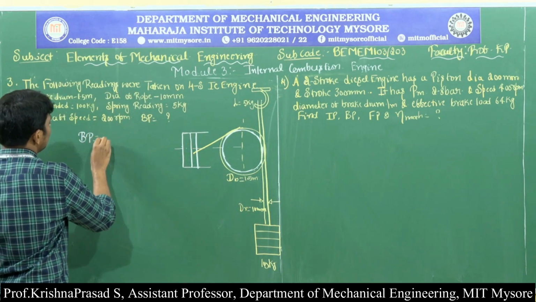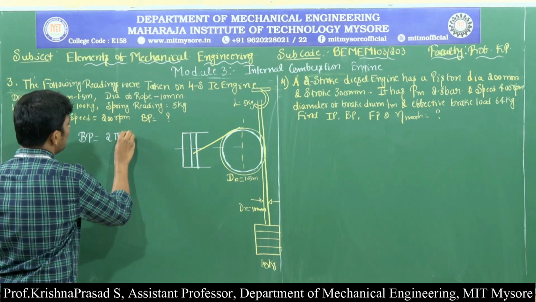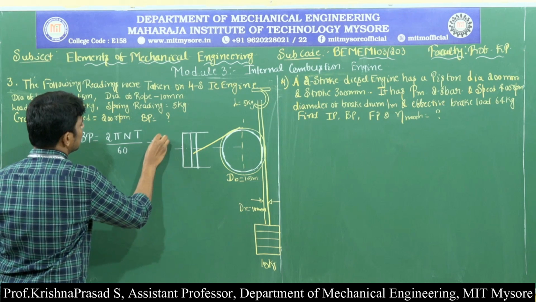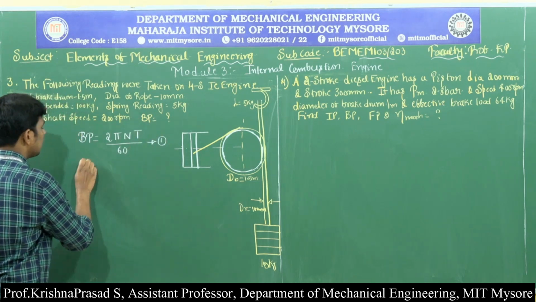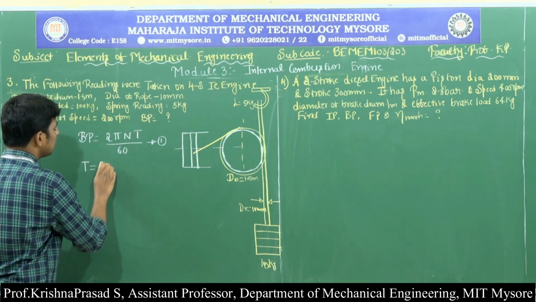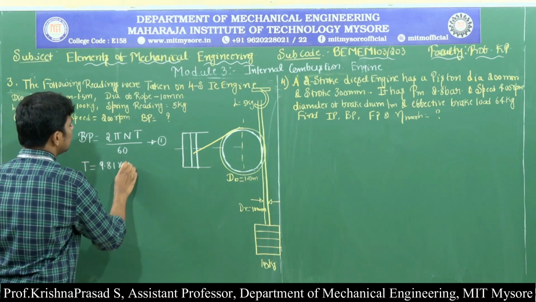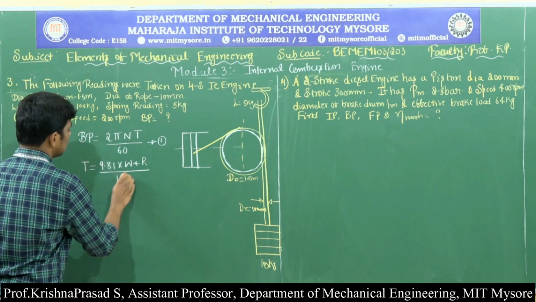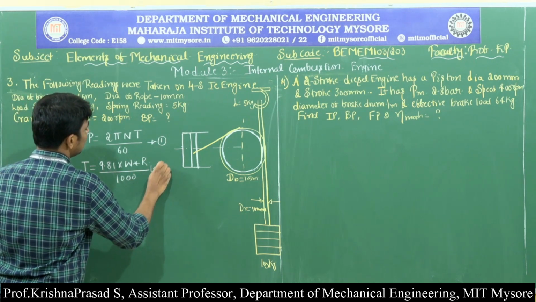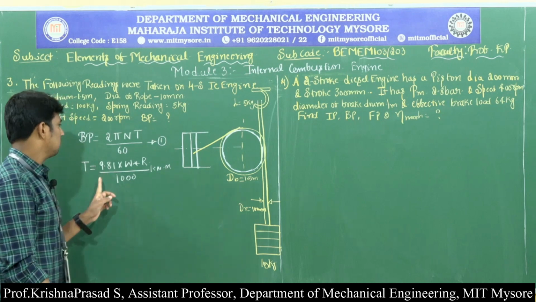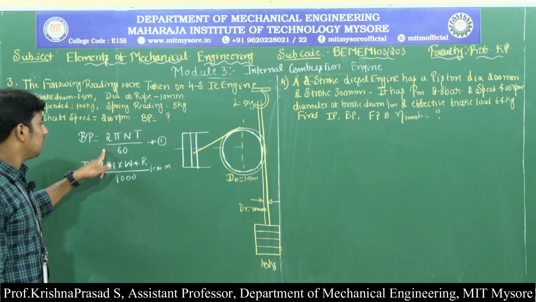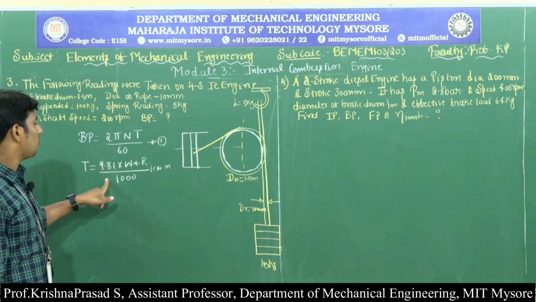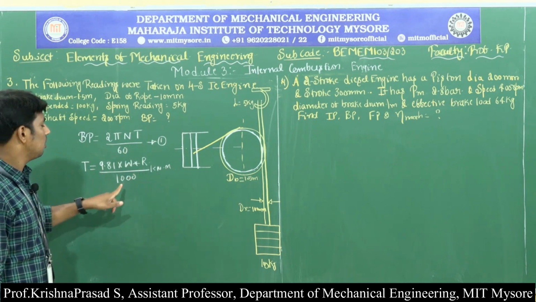So first, what is the formula for the brake power? The formula for the brake power is nothing but 2 pi NT by 60, and call it equation number 1. And here the calculation of torque, the formula is nothing but 9.81 into W into R divided by 1000 in kilonewton meter. Here, in order to calculate the brake power, we need to calculate the torque. For the torque formula, it is 9.81 into W into R by 1000.